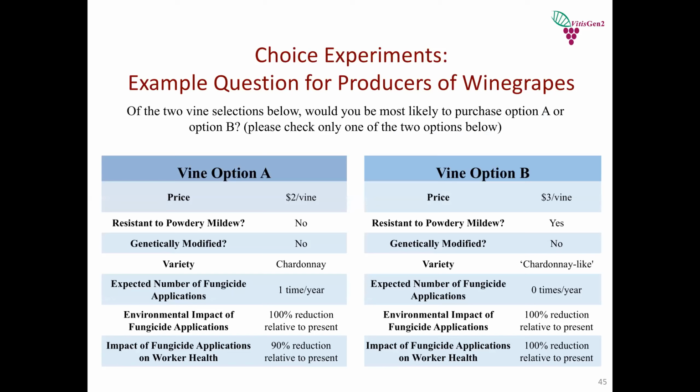The producer was asked to choose between planting vine option A versus vine option B, with some variation in price, varietal name, resistance to disease, and then the environmental impact and impact on worker health were some of the ways we tried to measure non-pecuniary benefits from resistance.